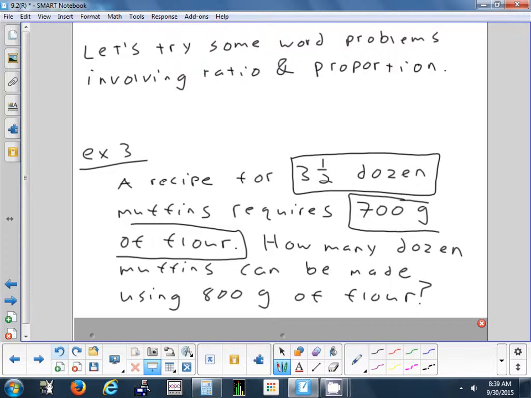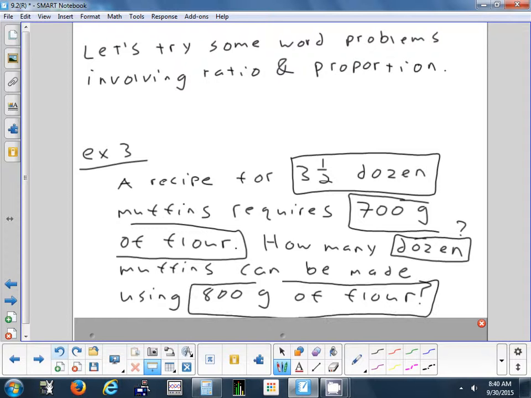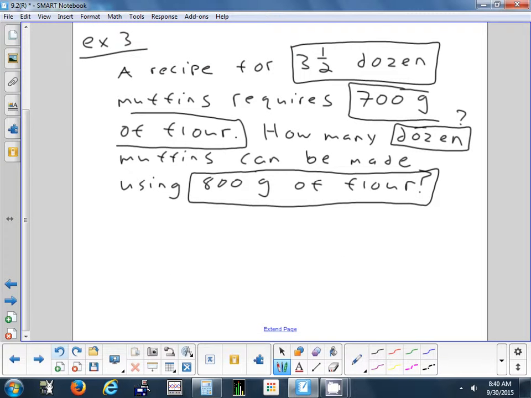Okay, so to make 3.5 dozen muffins, we need 700 grams of flour. They want to know how many dozen muffins, that's the question. How many dozen muffins can we make if we use a little bit more flour? Okay, if we use 800 grams. So obviously, if we can make 3.5 dozen with 700, we can make even more with 800. If we use more flour, we can make more. Okay, so we're going to set up a proportion. Okay, so the way you want to set it up, start by going like this.